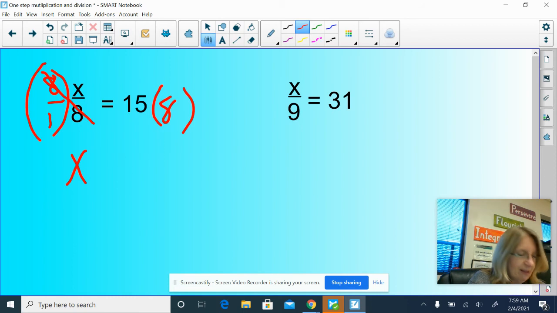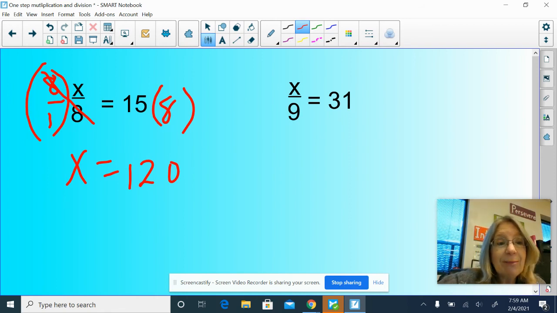Let me pull up my calculator. 15 times, oops, sorry, did that wrong. 15 times 8, 120. So x was 120. And is it okay to use the calculator to multiply? Absolutely. All right, on this next example, I am going to show what not to do.